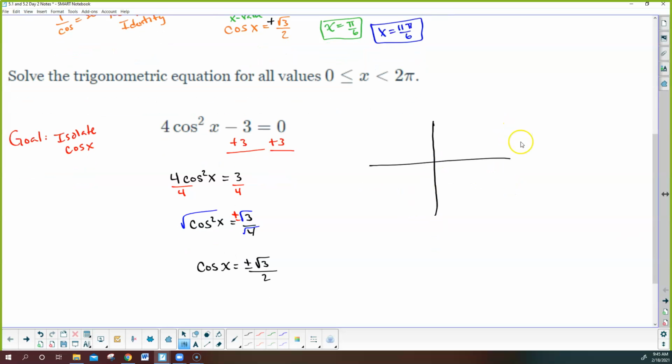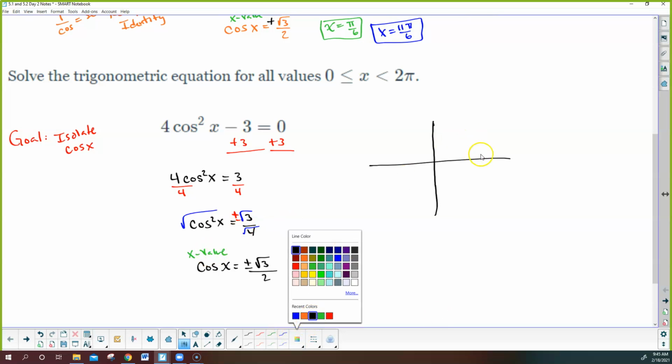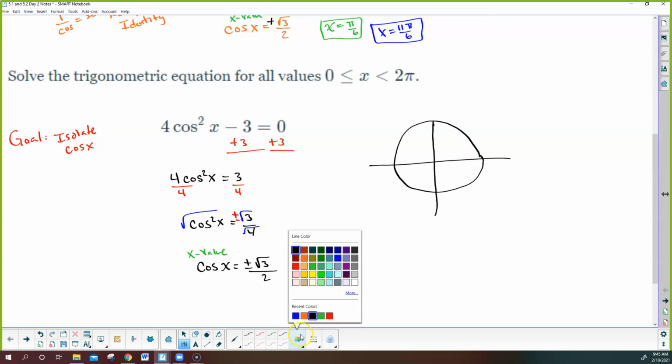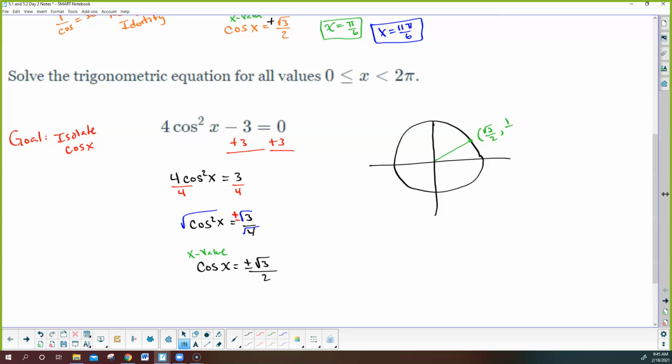Okay? All right, so what are we thinking? Well, we're thinking cosine of x. Cosine is always my x value on the unit circle. So if I draw my unit circle, I've got to figure out when is cosine both positive square root 3 over 2 and negative square root 3 over 2. And we knew this was the first location, and that was at a pi over 6. So there's my first answer.